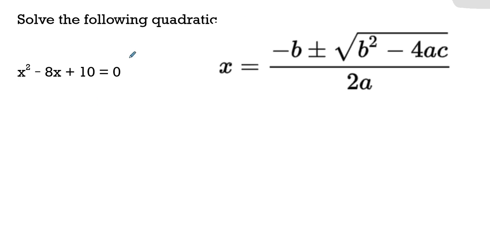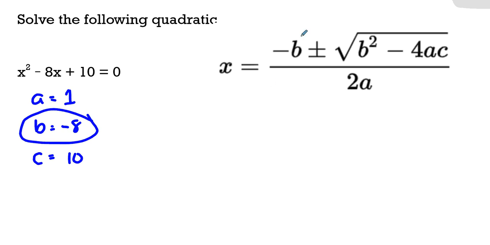All right. First things first, I'm going to look at my trinomial and ask, what are my a, my b, and my c values? The a is the coefficient of x squared. There is none, so it's 1. The b coefficient is the coefficient of the x term. That's negative 8. And then the constant, or the c, is 10. This is negative because it's subtraction. This is saying it's the opposite of whatever b is.